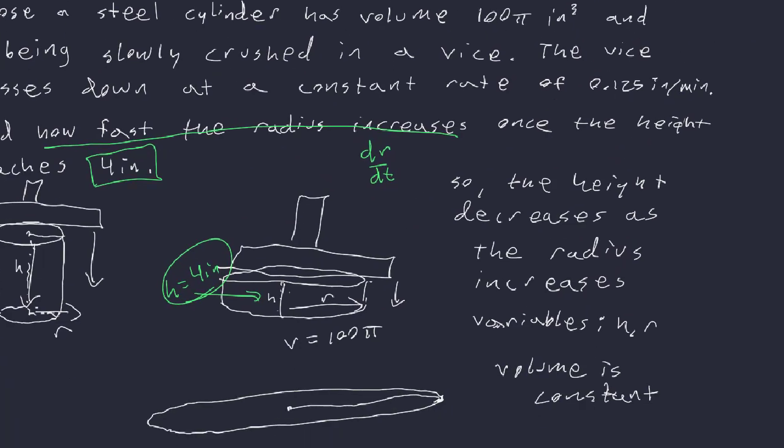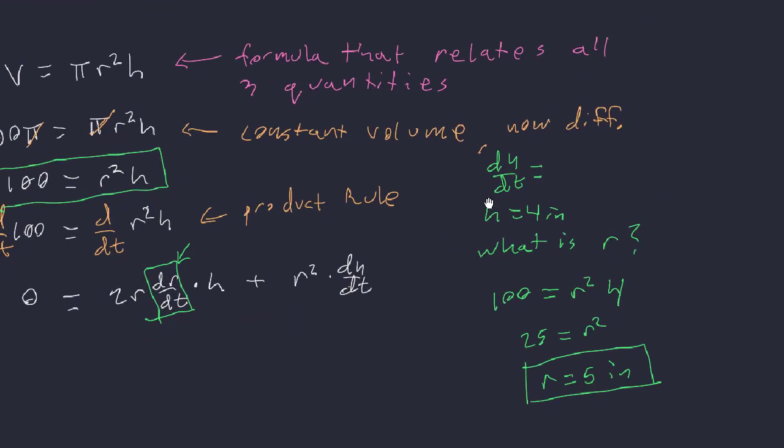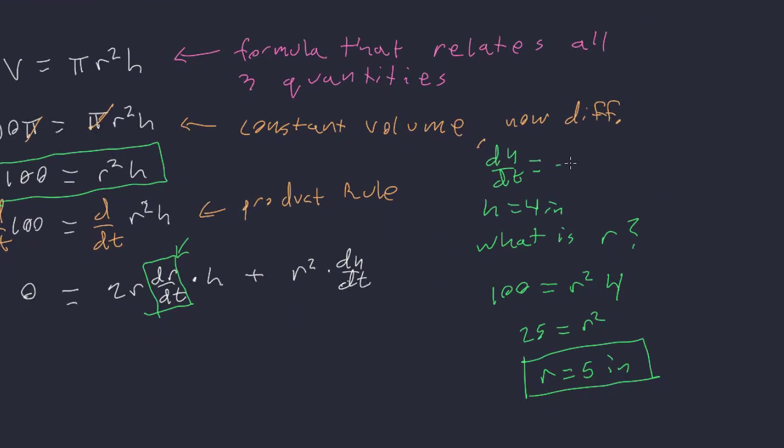All right, so r is 5 inches, h is 4 inches, and dh dt is, we were given that, 0.125 inches per minute. Okay, so since h is going down, it's negative 0.125 inches per minute. So here's a situation where the negative will matter because one of the quantities is decreasing while one of the other quantities is increasing. So we do need to introduce the negative there.